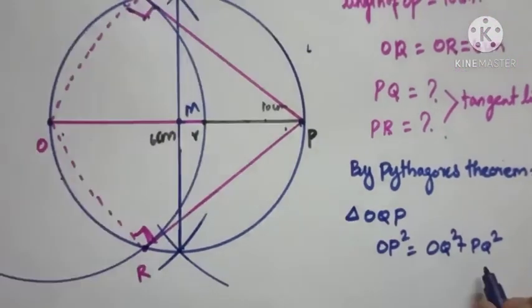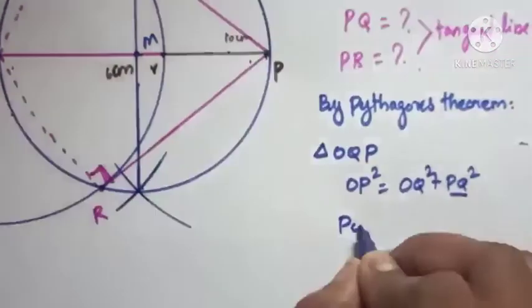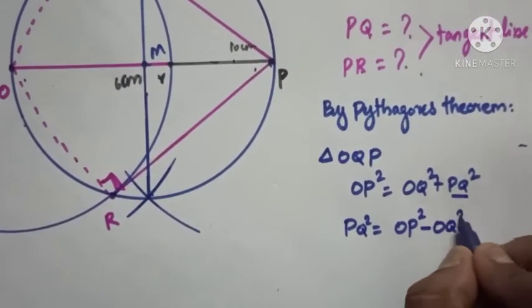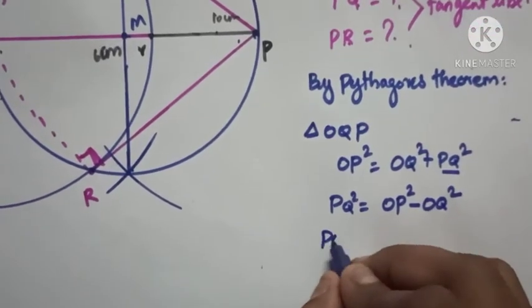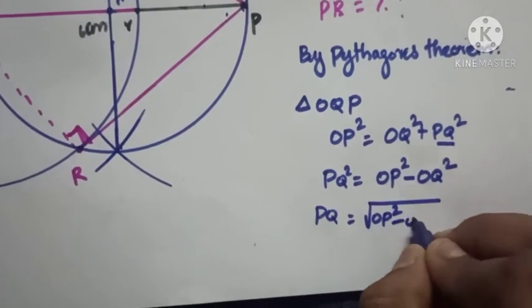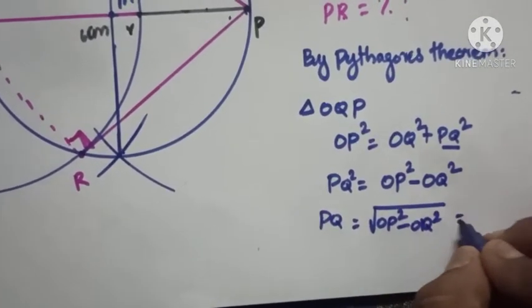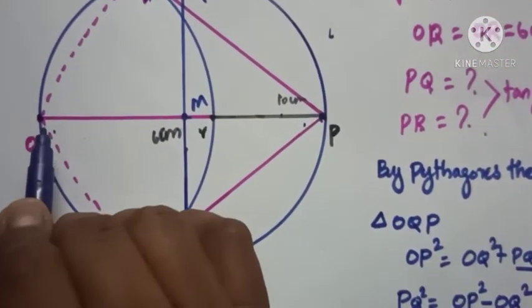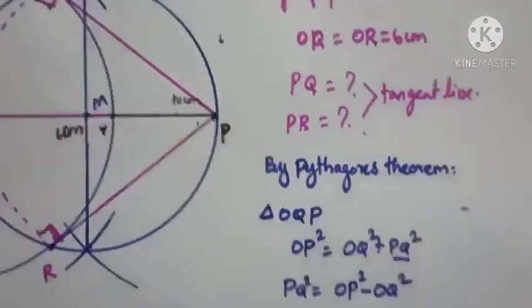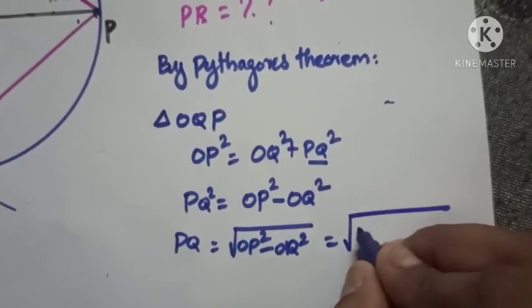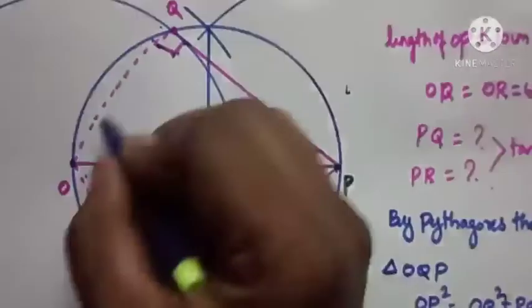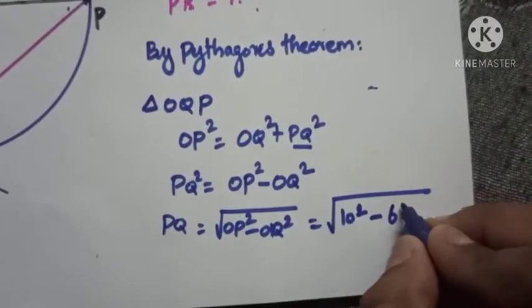So we need to find PQ square. Now PQ square is equal to OP square minus OQ square. So PQ is equal to square root of OP square minus OQ square. Now you substitute the value. What is the value of OP? OP is 10 centimeter. So square root of 10 square minus, and then OQ is the radius, that is 6 square.